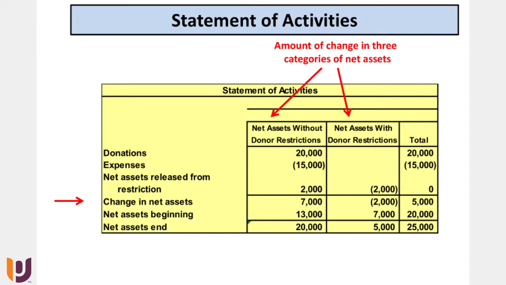The statement of activities reports the amount of change in each of the two classifications of net assets: net assets without donor restrictions and net assets with donor restrictions. It is very important that everything balances. The statement of activities reports the gross amount of revenues and expenses, with the exception of investment revenue, which may be reported net of expenses, and gains and losses on the disposal of plant assets, which may be reported net.